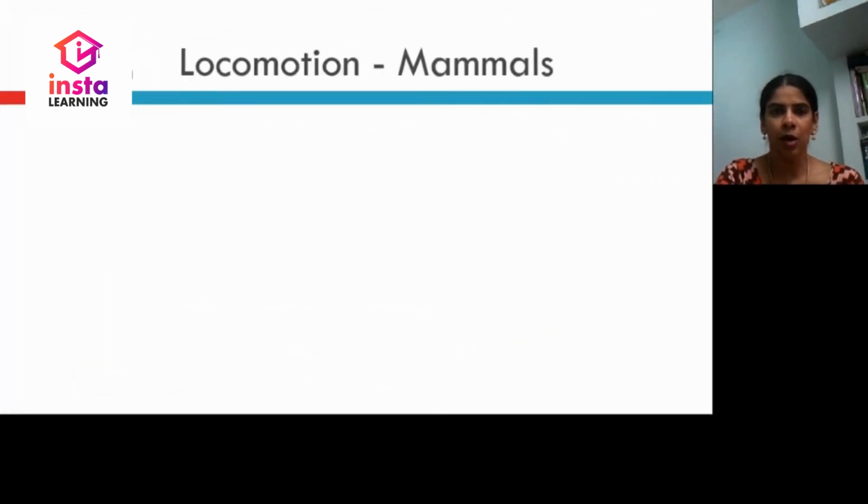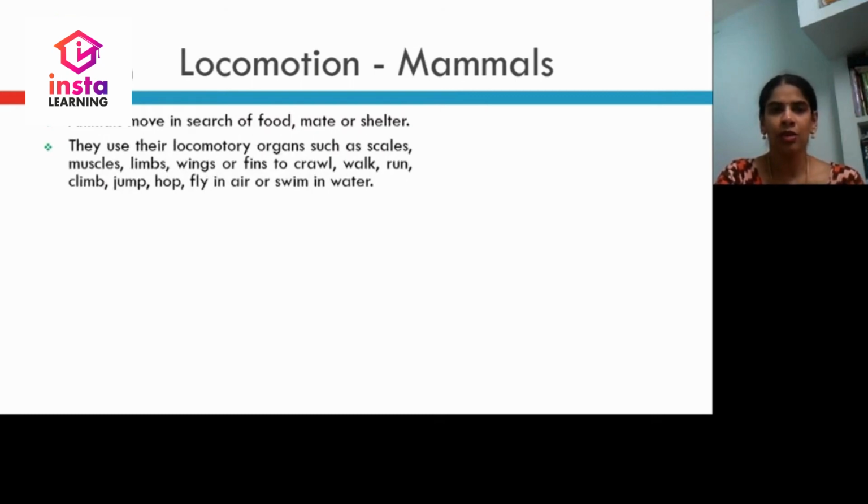Let us discuss locomotion that takes place in mammals. Animals move in search of food, mate or shelter. They use their locomotory organs such as scales, muscles, limbs, wings or fins to crawl, walk, run, climb, jump, hop, fly in air or swim in water.